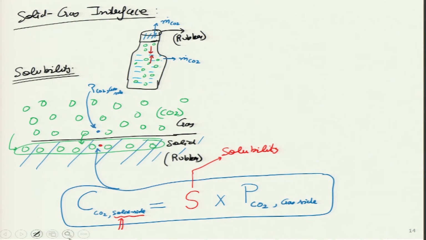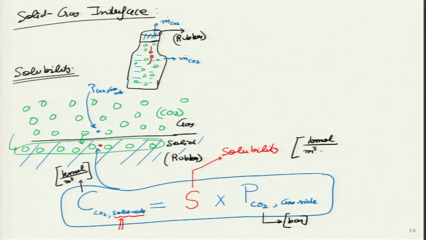And let me put the units over here, so that we can get some real picture of what is going on. Concentration unit, can I ask students what it was? So, if you remember, it is always given in kilomole per meter cube. Okay. Pressure is in bar, solubility is kilomole per meter cube per bar. So, all the units on both sides get matched.